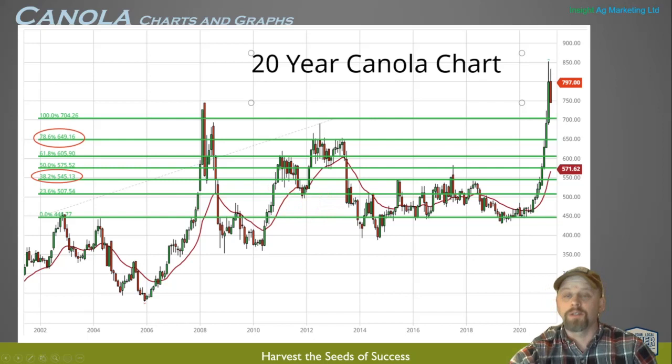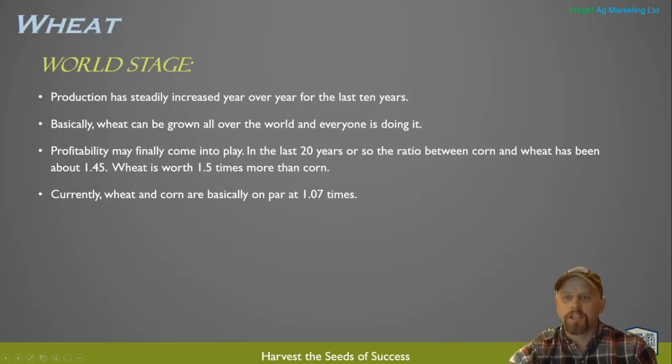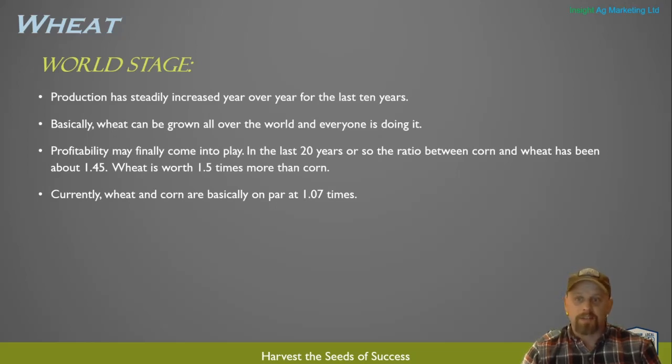We're going to move on to wheat now. So the world stage of wheat is basically the world is always increasing wheat. It has increased year over year for the last 10 years. It's actually quite amazing, really, when you think about it. Basically, wheat can be grown all over the world, and everybody's doing it. And we've all gotten better at growing wheat. So that's something to consider, is why we're growing wheat when everyone else can grow wheat.